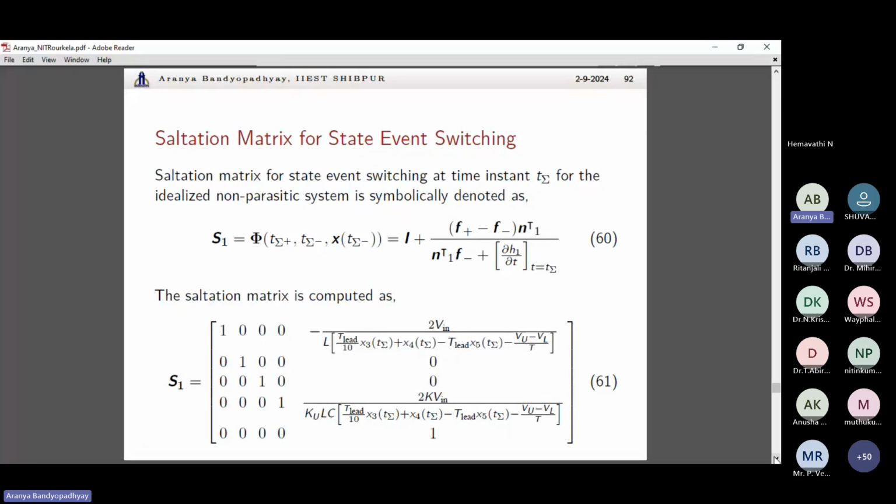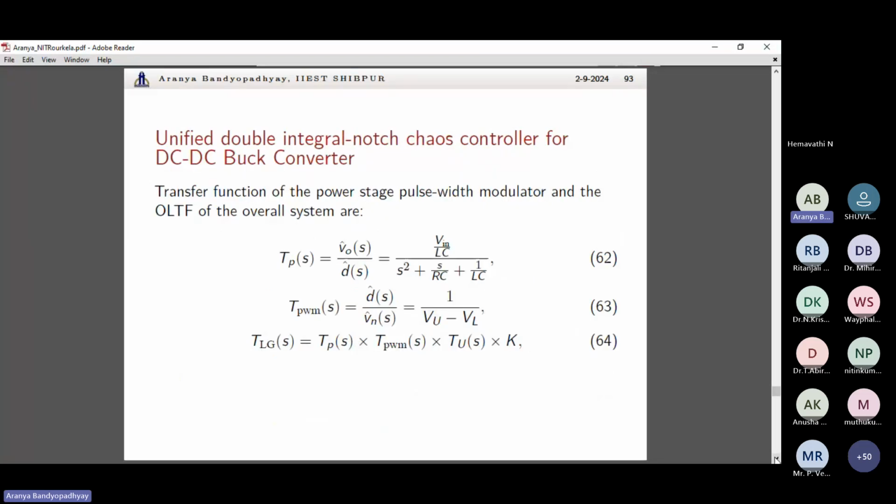And this is how the saltation matrix would look. We can also implement this type of unified controller that we have used here for the DC-to-DC buck converter also. And this work was recently presented at a conference at Imperial College London, where I was physically present. And I would say that it has been well received, at least at a conceptual stage, at a global stage.